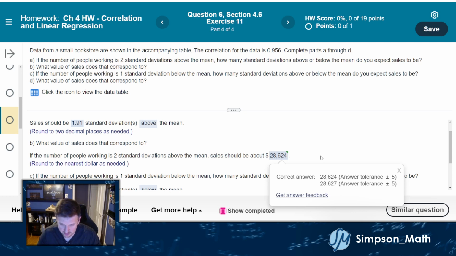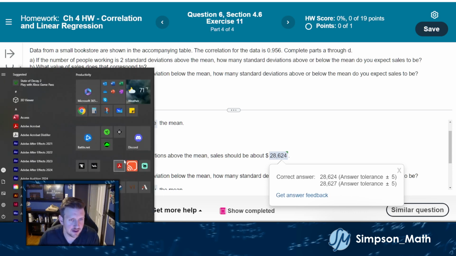That's strange. Normally it will have it right, but it does have it within the answer tolerance. It'll be a little bit high. It's late and I'm on camera. Okay, so we have our 28,264. So let me do this math on camera now.